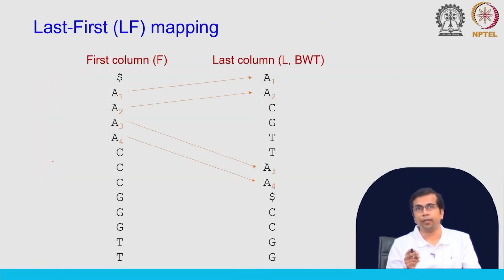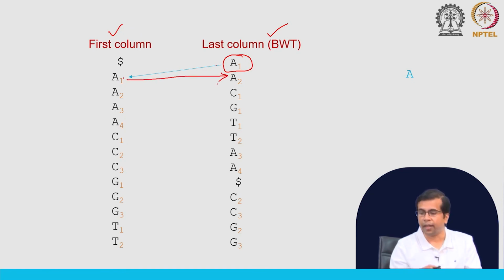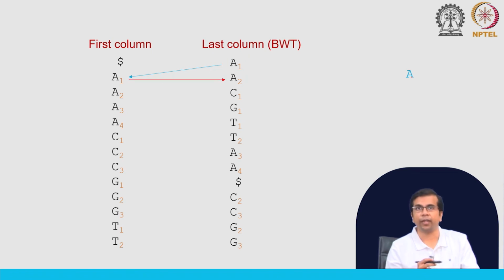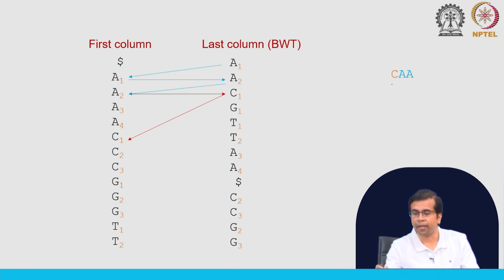So, let us go back there. Here this A1 corresponds to this one. Now, because of the string rotation, this A occurs before this A. So, A2 occurs before A1 in the reference sequence. We are writing this reference sequence, so we have A, we have A. We have written down 2 A's. Now, similarly, this C occurs before this A, so we can do this mapping again. What it means is we have now added C, because this C occurs before this A.